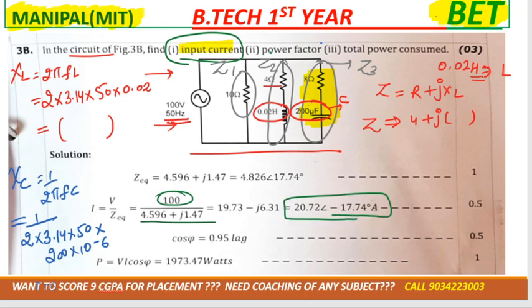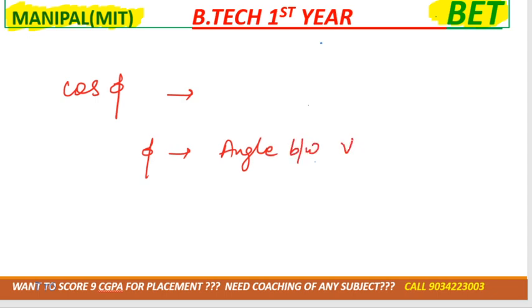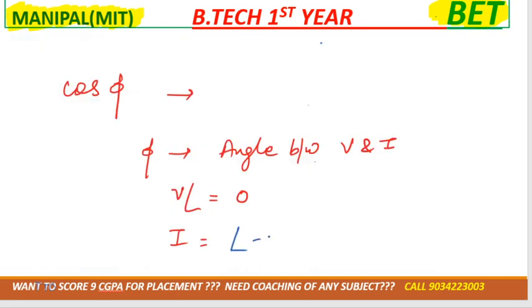So now they are asking the power factor. As I just told you, what is power factor? That is cos phi. And what is phi? Phi is the angle between voltage and current. So voltage angle is 0 and current angle, if you solve it, is minus 17.74, right?